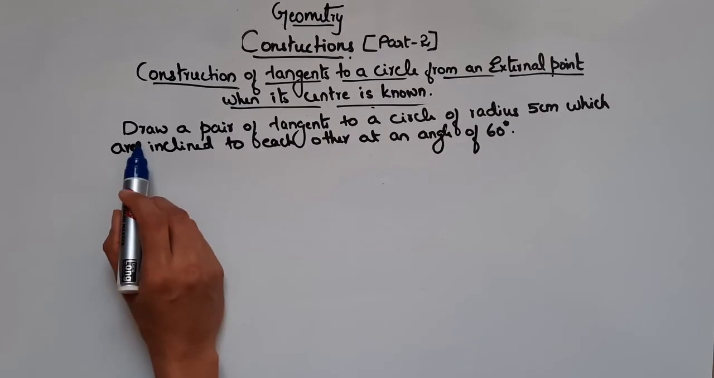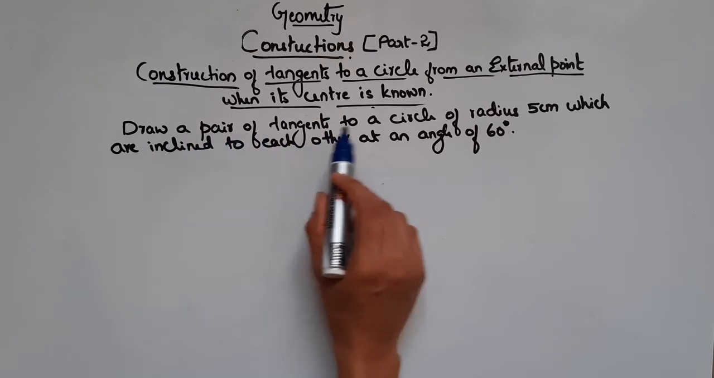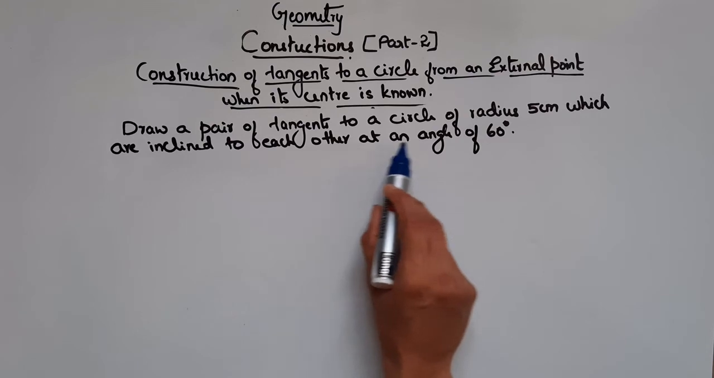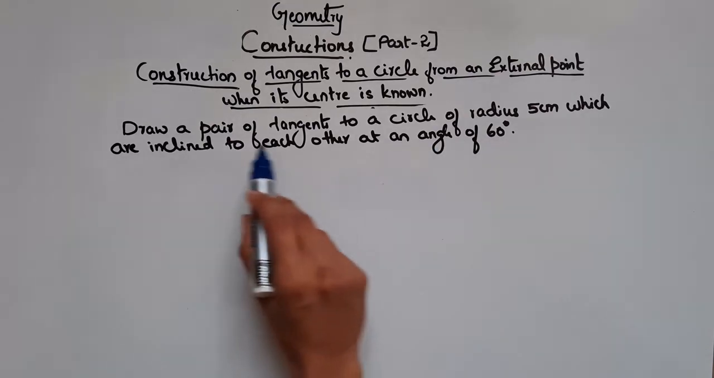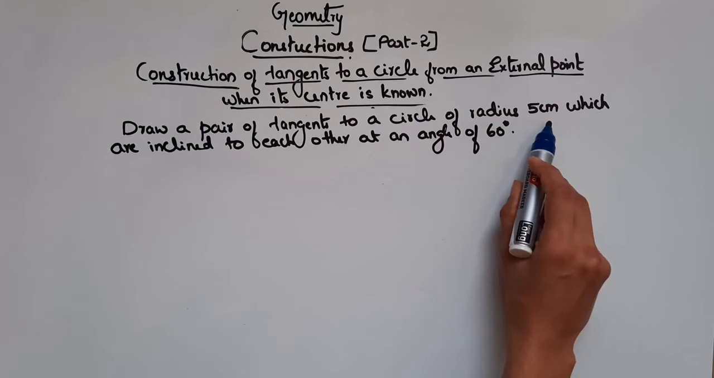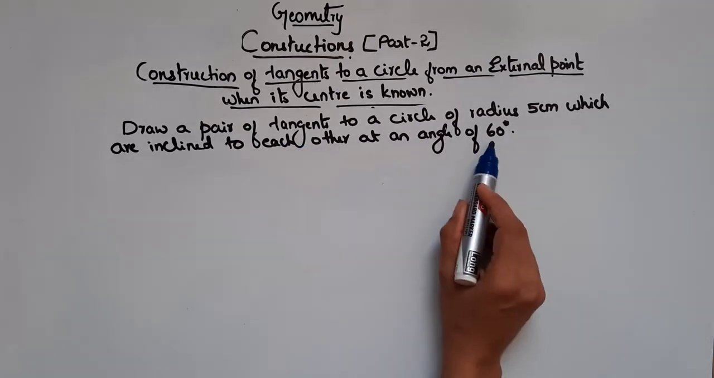So now let's see this last type of problem. Here it says, draw a pair of tangents to a circle of radius 5 cm which are inclined to each other at an angle of 60 degrees. So we have to draw two tangents to a circle of radius 5 cm. The angle between those two tangents is 60 degrees.